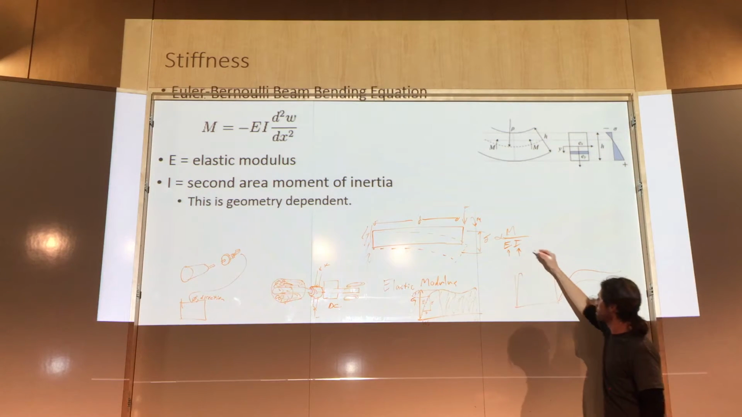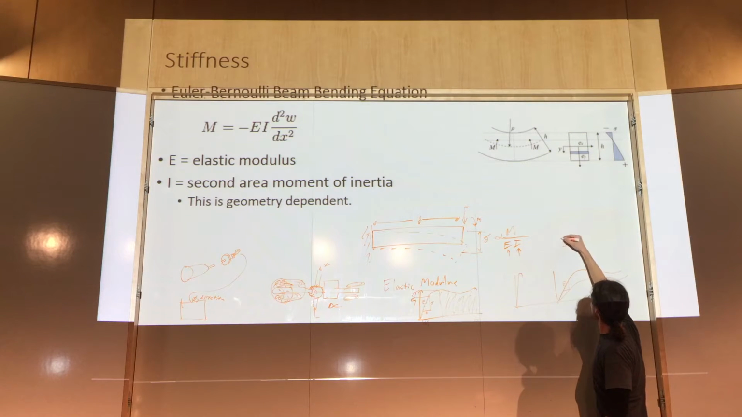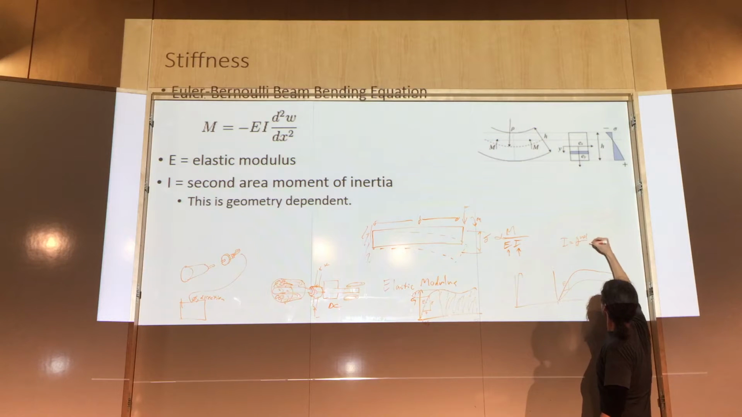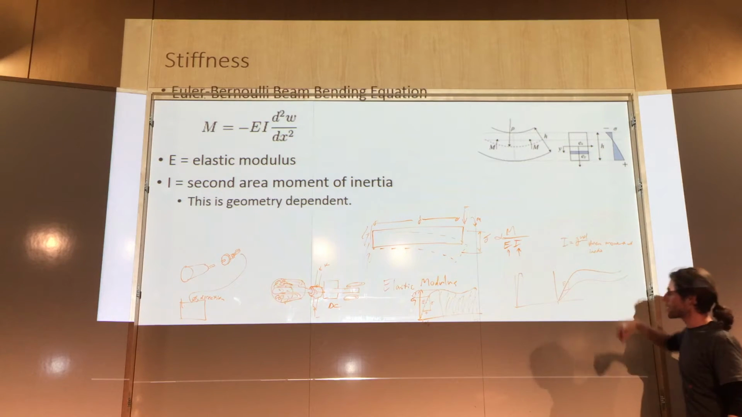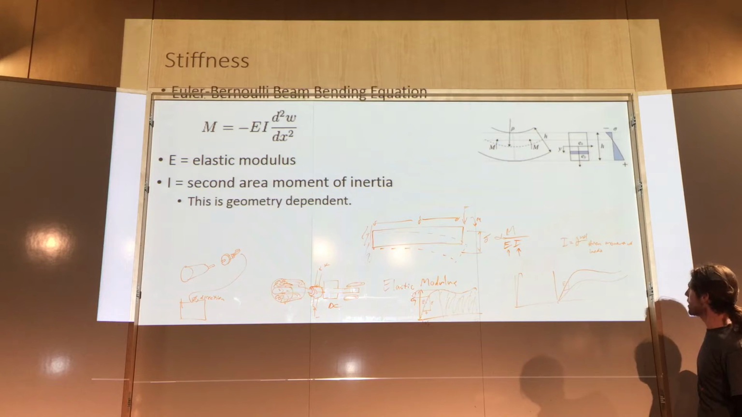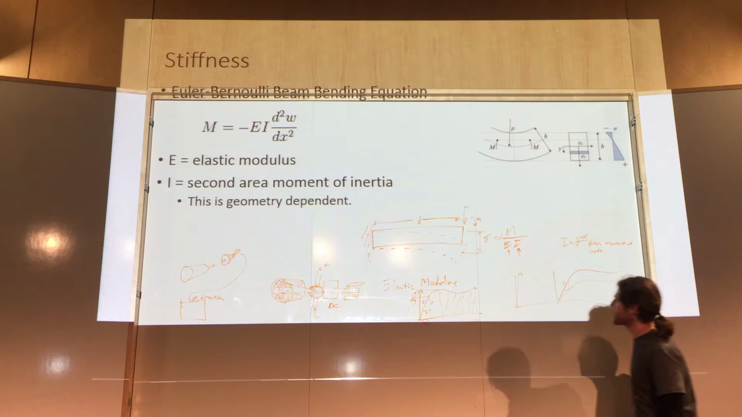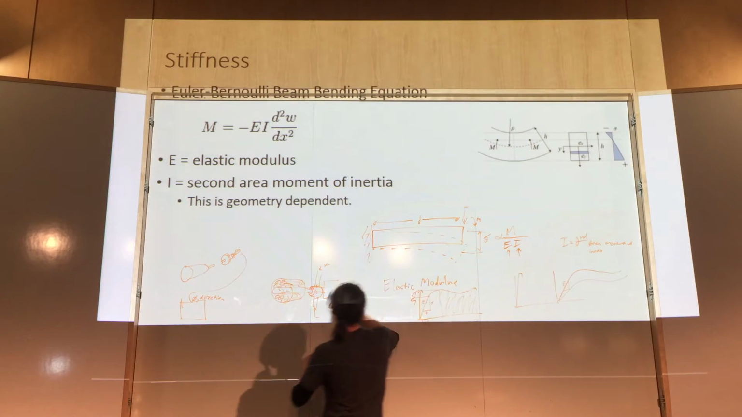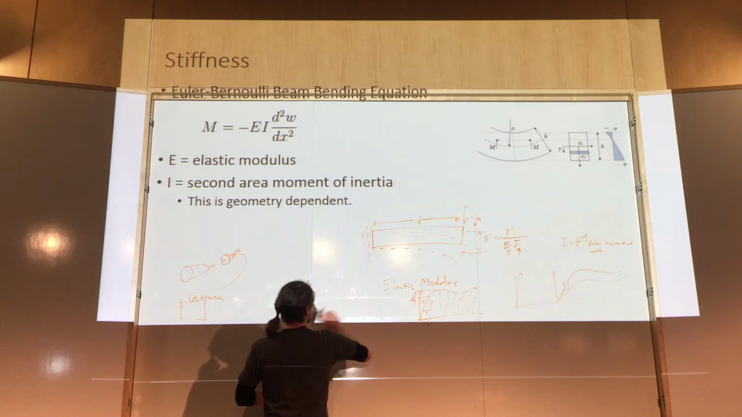What that is, I is the second area moment of inertia. Second area moment of inertia. And it's basically telling you, it's purely a geometry term. There's an equation for it that I'm not going to write out because I don't have it memorized.